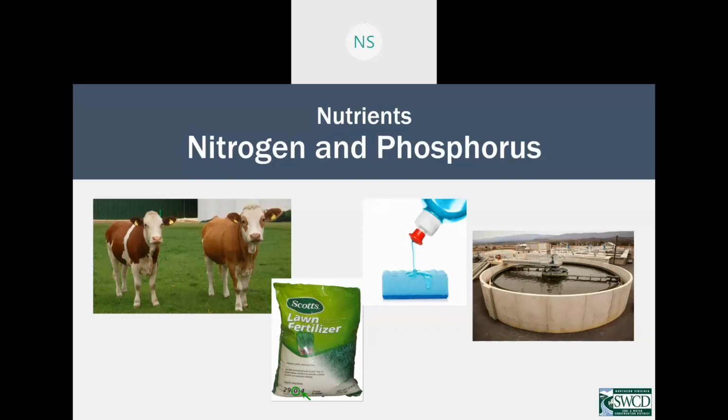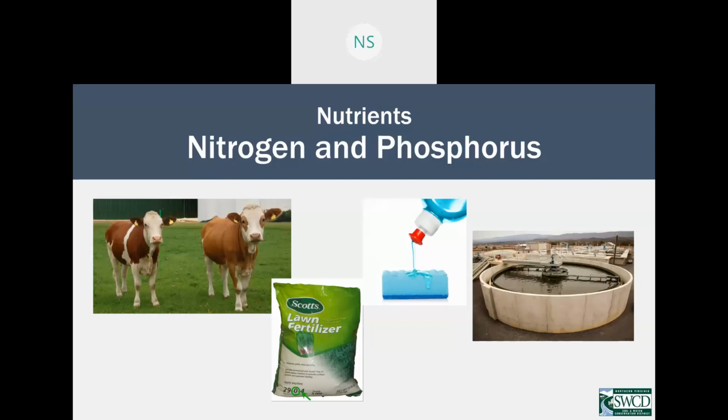Some sources of nitrogen and phosphorus that we might see would be from animal waste, not just adorable cows like these, but that would also include dog waste. And I know we've got some really interesting farms here. We've got goat farms, we've got horse farms in Fairfax County. All of those animals and their waste could be an issue.